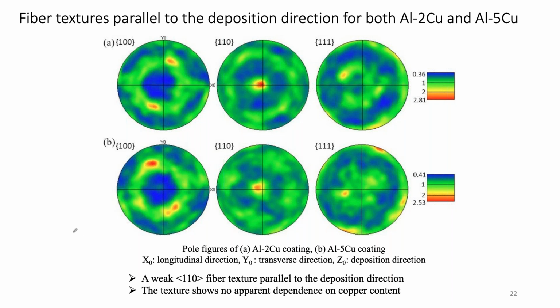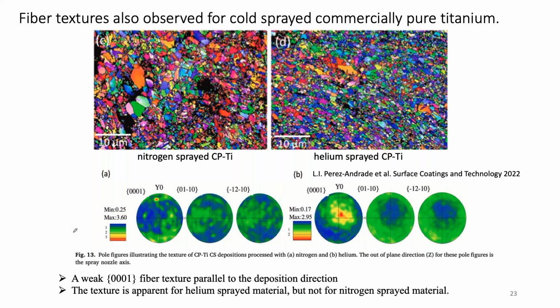I'm kind of intrigued by this. I've checked it several times, and I can tell you that in some cases we see a fiber texture and in some we don't. Here's another example. This is some work by Dr. Lorena Perez, who works with me. Recently she published some work on cold spray of titanium. In the case of commercially pure titanium, we use both nitrogen and helium spray gas.